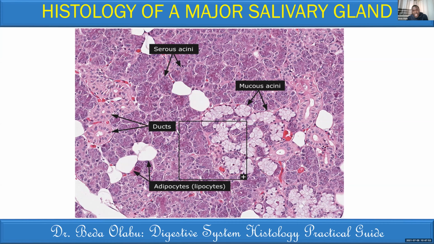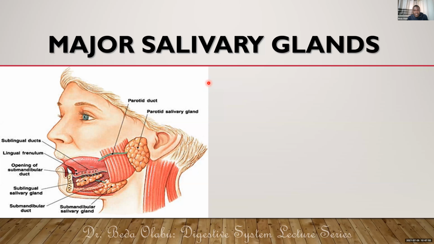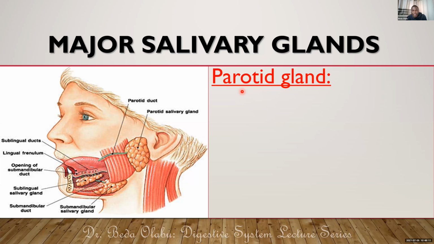So I want us to narrow down to specific major salivary glands, and I'll start with the parotid gland. The term parotid comes from two terms, para and otid. The otid refers to the ear. Para means running alongside or something. So parotid is a gland next to the ear, and that's why it's called parotid.